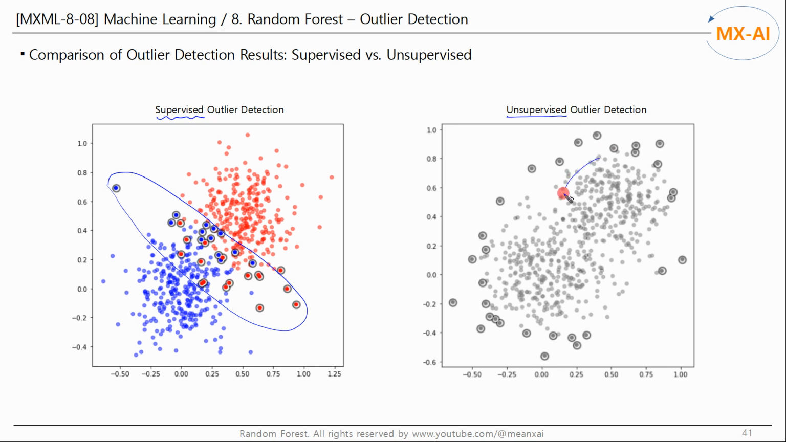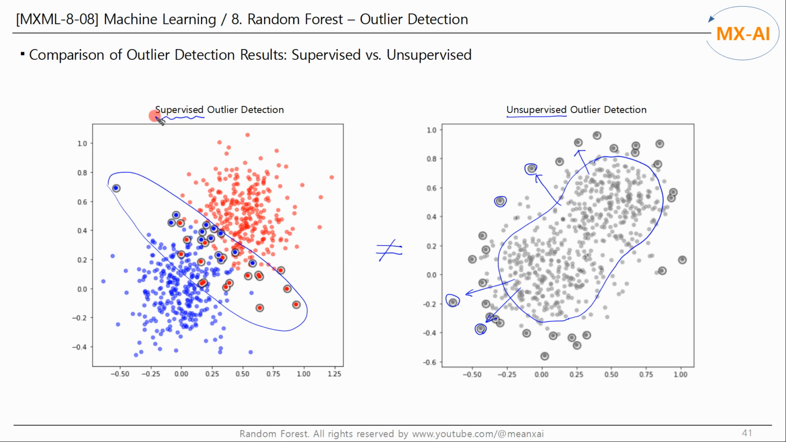For example, if the data distribution looks like this, these isolated samples would naturally be considered outliers because they are located far from the rest of the data. As a result, supervised and unsupervised methods identify different types of outliers and produce fundamentally different results.